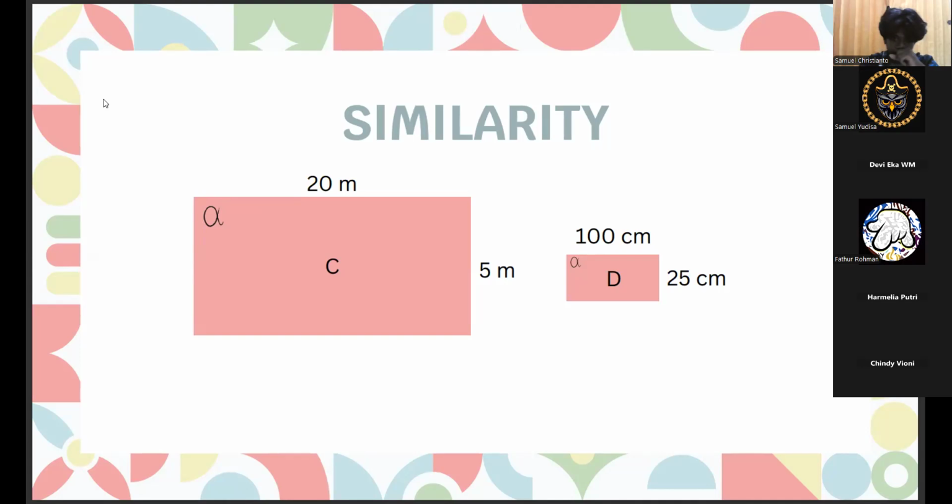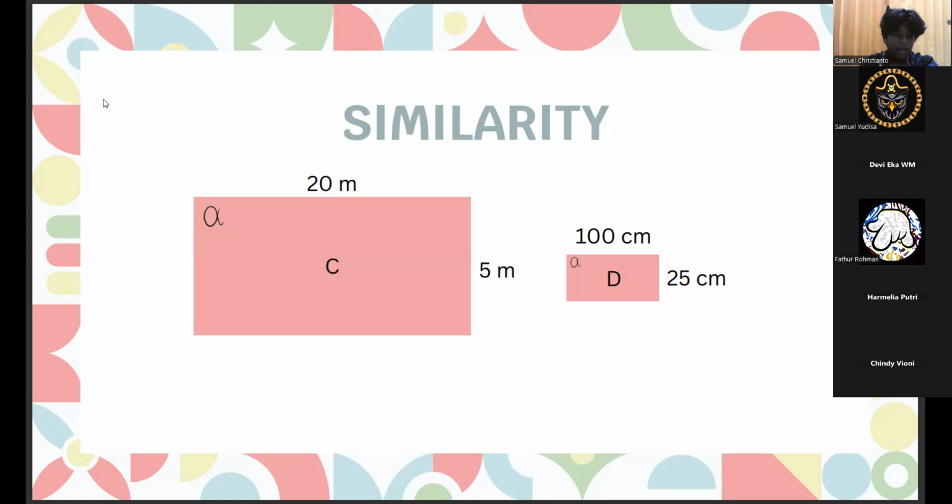And for the D one, the corresponding side from C, if we want to calculate the ratio, it's 100 over 25. It's equal to 4. So the ratio is the same. The ratio of the corresponding sides is the same for C and D.